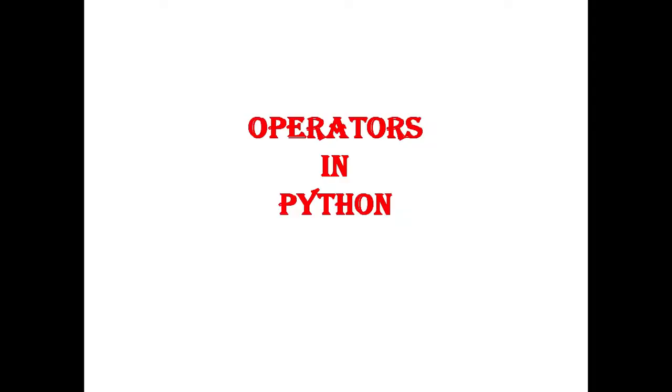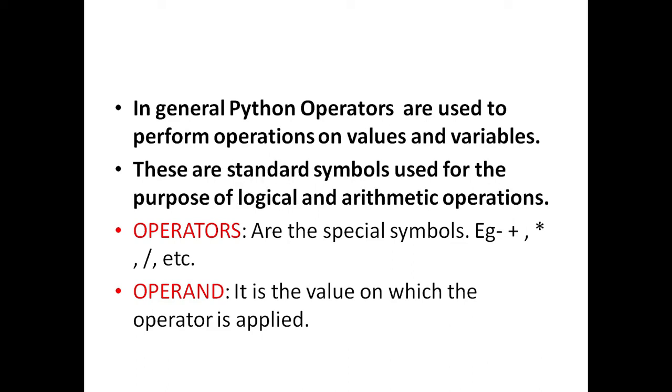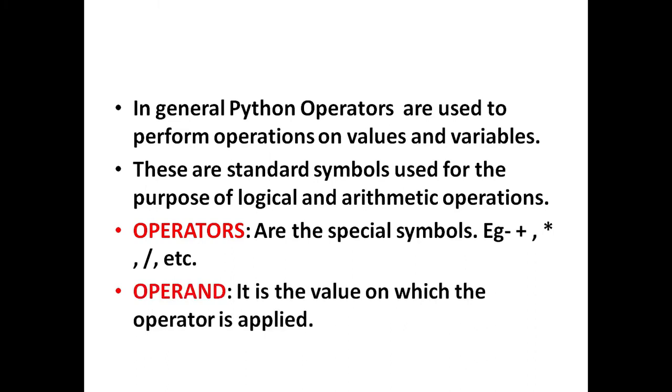Here we will see operators in Python. In general, Python operators are used to perform operations on values and variables. These are the standard symbols used for the purpose of logical and arithmetic operations. Operators are the special symbols like plus, minus, multiplication, division, etc. And operands are the values on which the operator is applied.